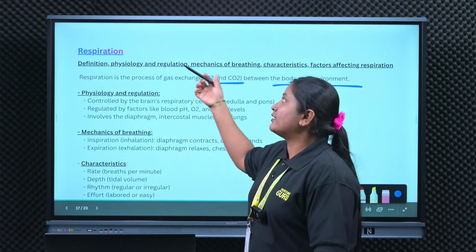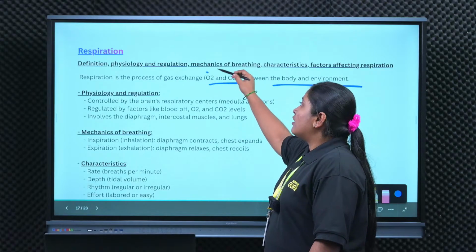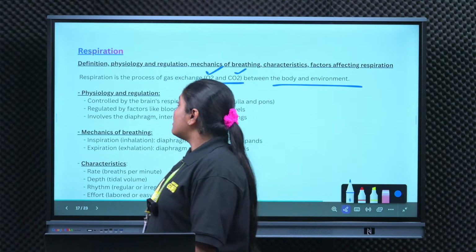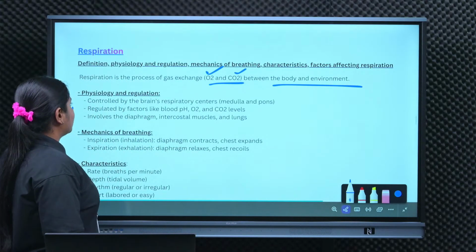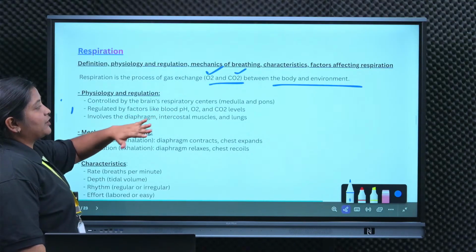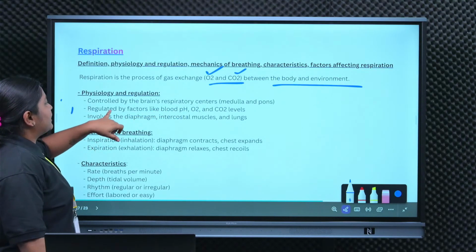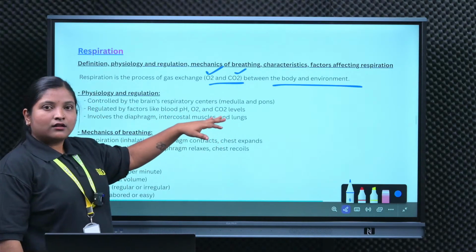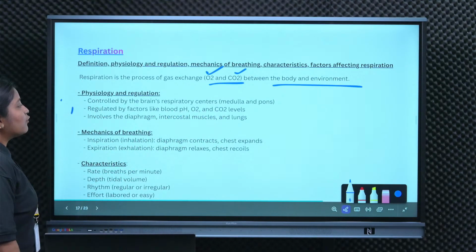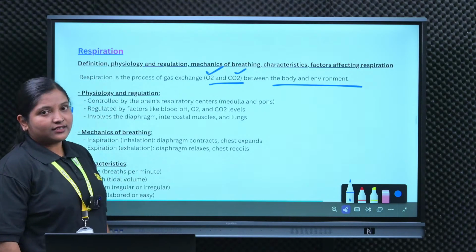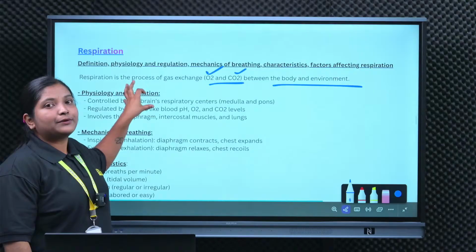That is what is present, like oxygen and carbon dioxide. Okay, we can see the physiology and regulation. Here you can see it is controlled by the brain's respiratory centers, like the medulla and the pons, regulated by factors like blood pH, O2 and carbon dioxide levels, and involves the diaphragm, intercostal muscles and the lungs. These are the physiology included in respiration.